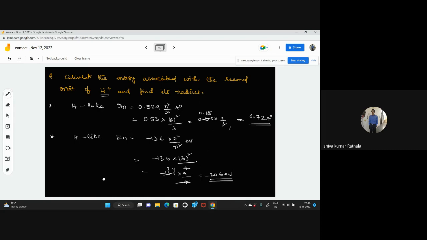Okay students? If he asks in joules, how do you do it? One electron volt is equal to 1.602 into 10 to the power of minus 19 joules, right? So multiply by 1.6 into 10 to the power of minus 19.